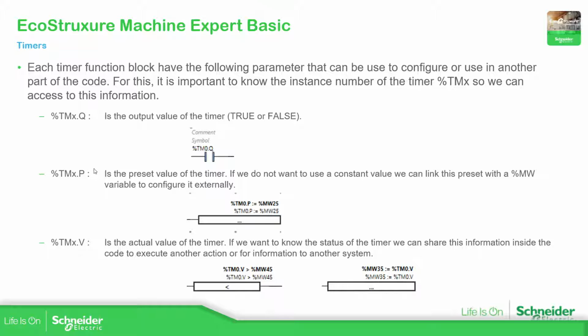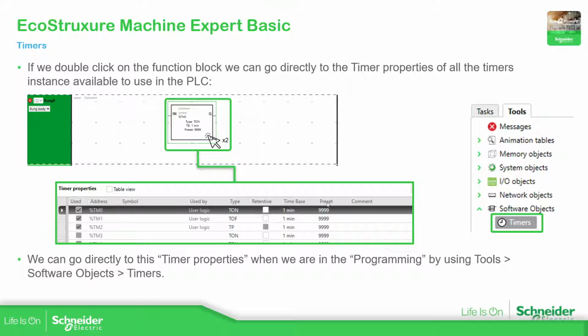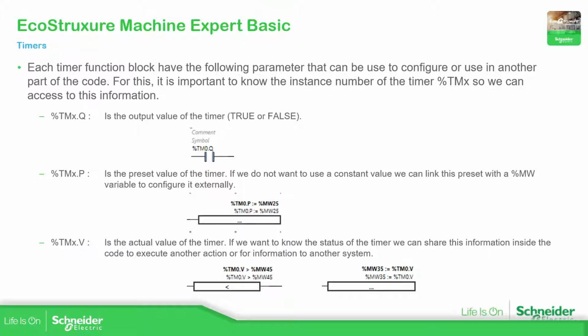If we want to change the preset, because by default we can configure the preset, but if we want to use, for example, an HMI connection and make the modification of the preset, we can link the preset value to a %NWU variable. So we can change remotely using the %NWU that we're going to have in the HMI, for example, and then move the value to the preset. And if you want to see the actual value of the time, what we can do is to move the value to a %NWU so we can see outside the PLC, for example in an HMI, the actual value of the timer. And we can also make the comparison for the actual value.